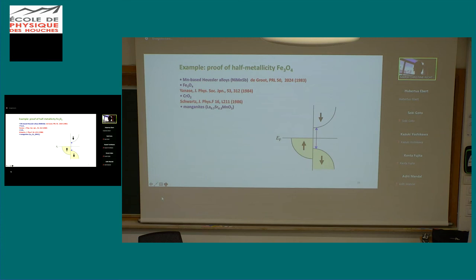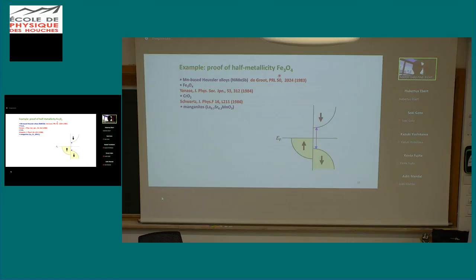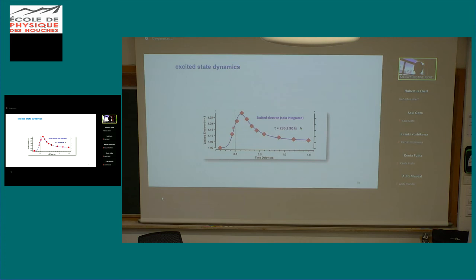Here I would like to give you the results we've obtained on Fe3O4, which is a half metal. A half metal, I just remind you what that is: it is a material which is ferromagnetic to start with, and for one direction of the spin you have a metal, whilst for the other one you have a semiconductor or an insulator. Now there are several materials which are supposed to be half metals, but the experimental proof of half metallicity is absolutely not easy.